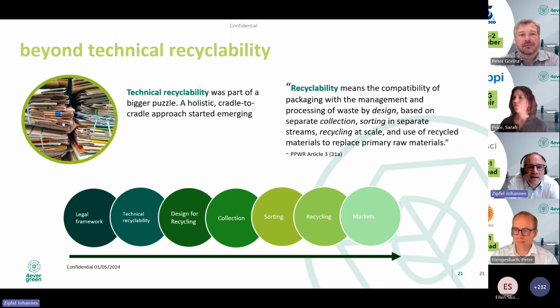Recyclability actually means the compatibility of packaging with managing and processing the waste by design, based on these guidelines, based on a separate collection. Then follows the sorting. Then the next step will be recycling at scale. And in the end, of course, we want to use the recycled materials to replace primary raw materials again. So all these steps have to be considered.